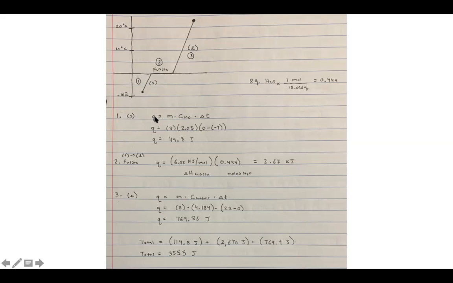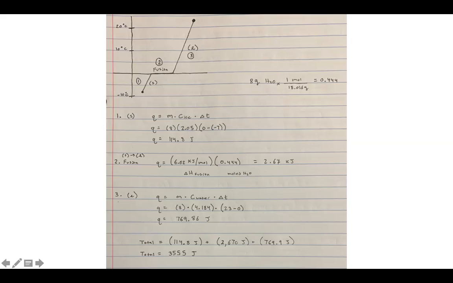Okay, my Q, or my heat of my solid ice, would be equal to the mass of my ice, which was 8 grams, times the specific heat capacity of my ice, which was given as 2.05 joules per gram degrees Celsius, times my change in temperature, which again, change in temperature is final minus initial.